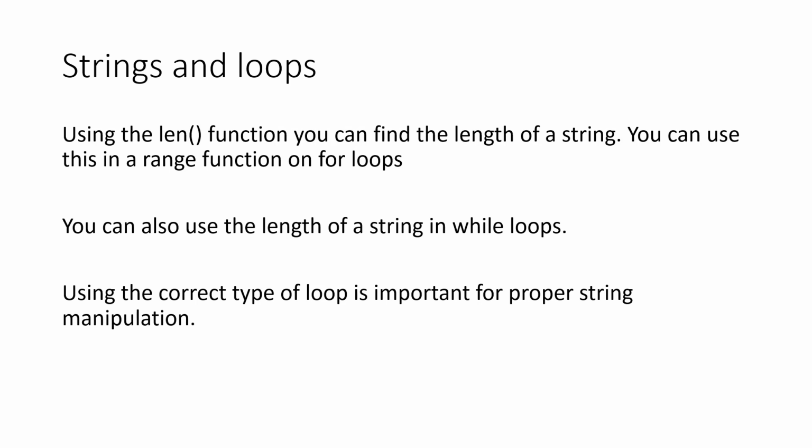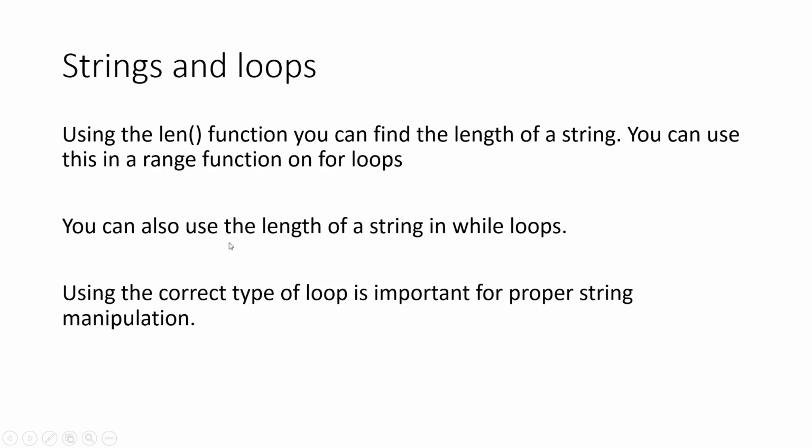Now, strings can be used with loops, and we talked about how you can iterate through the string directly using a for loop, but you can also use the len function to find the length of a string, which you can then use in a range function on the loop. So if you want to modify, for example, every odd letter, or every second or every third letter in a string, you can do that by using the len function to get the total length of the string, and then use a range function to get only specific indices up to that total length.